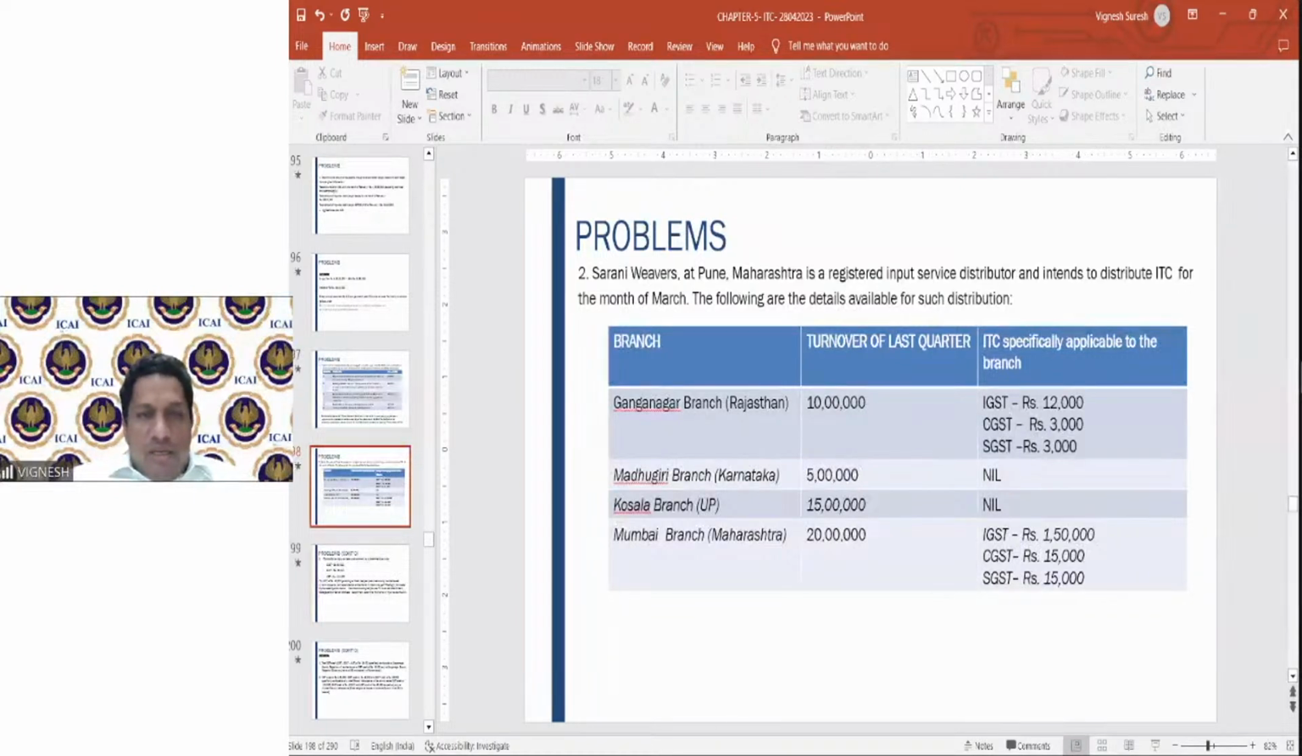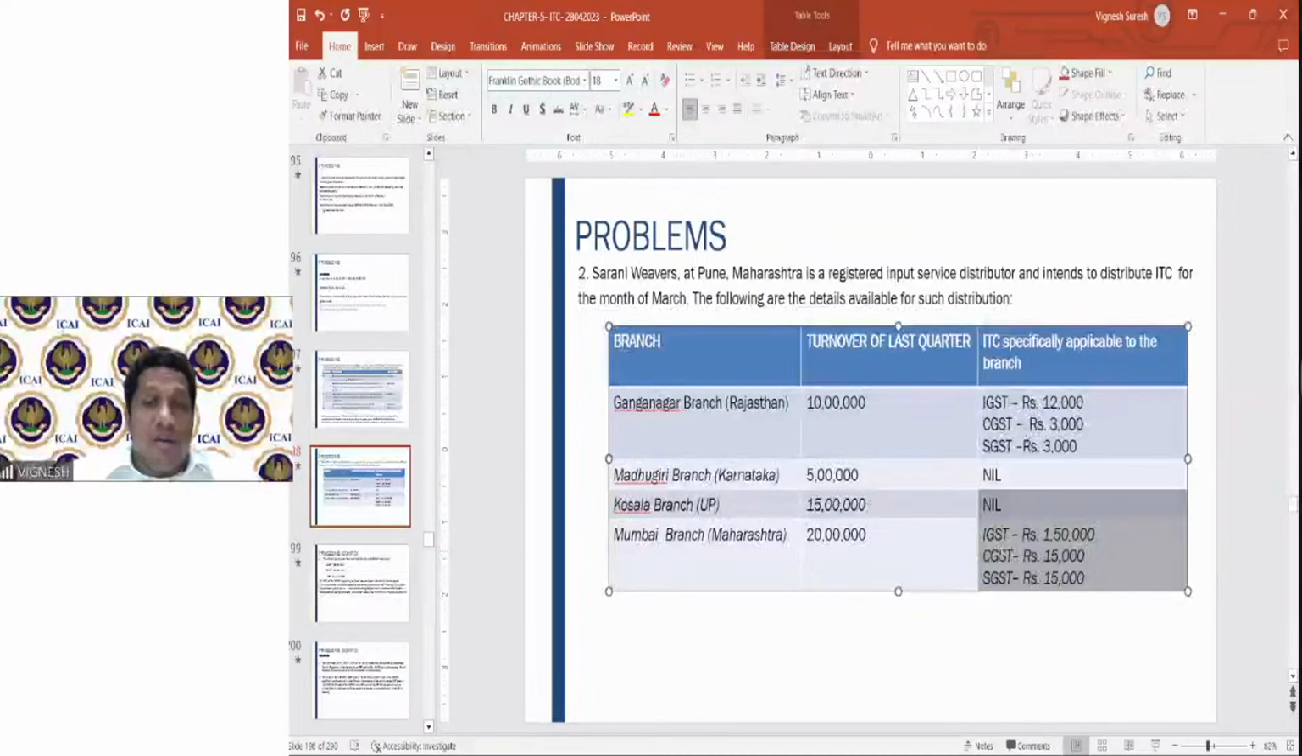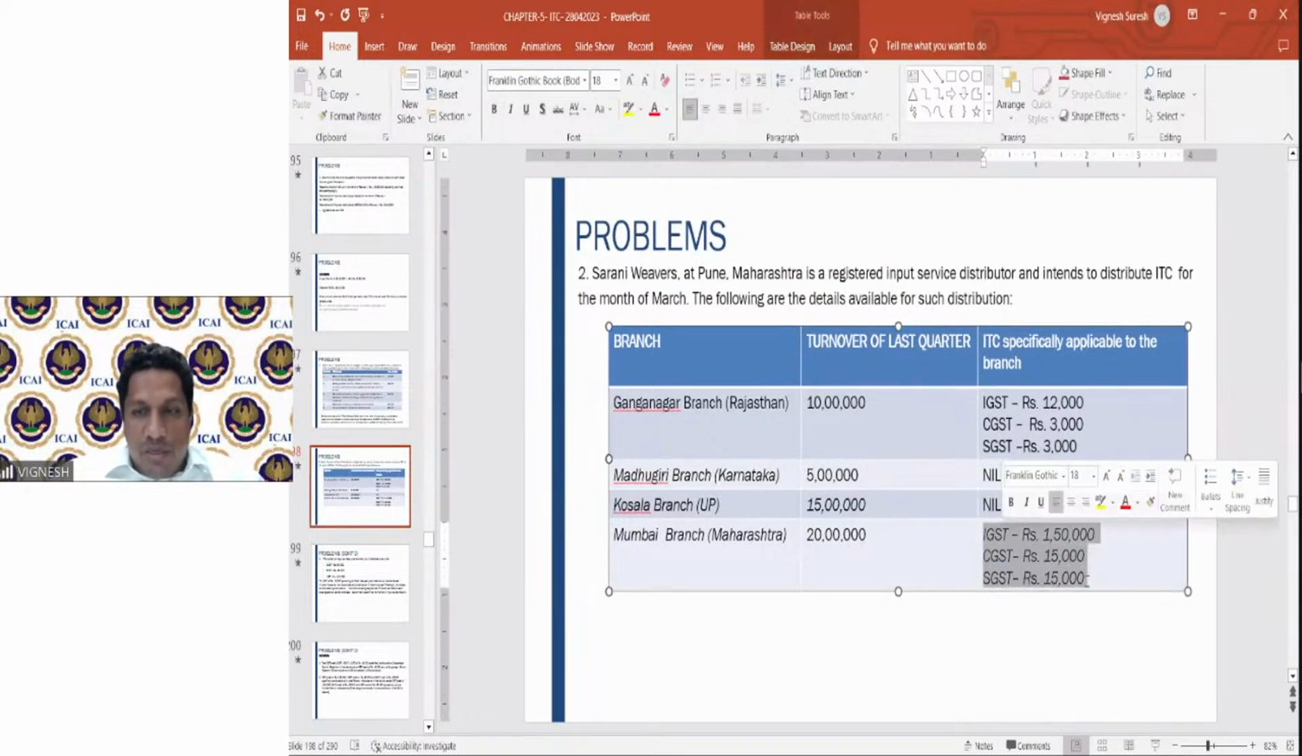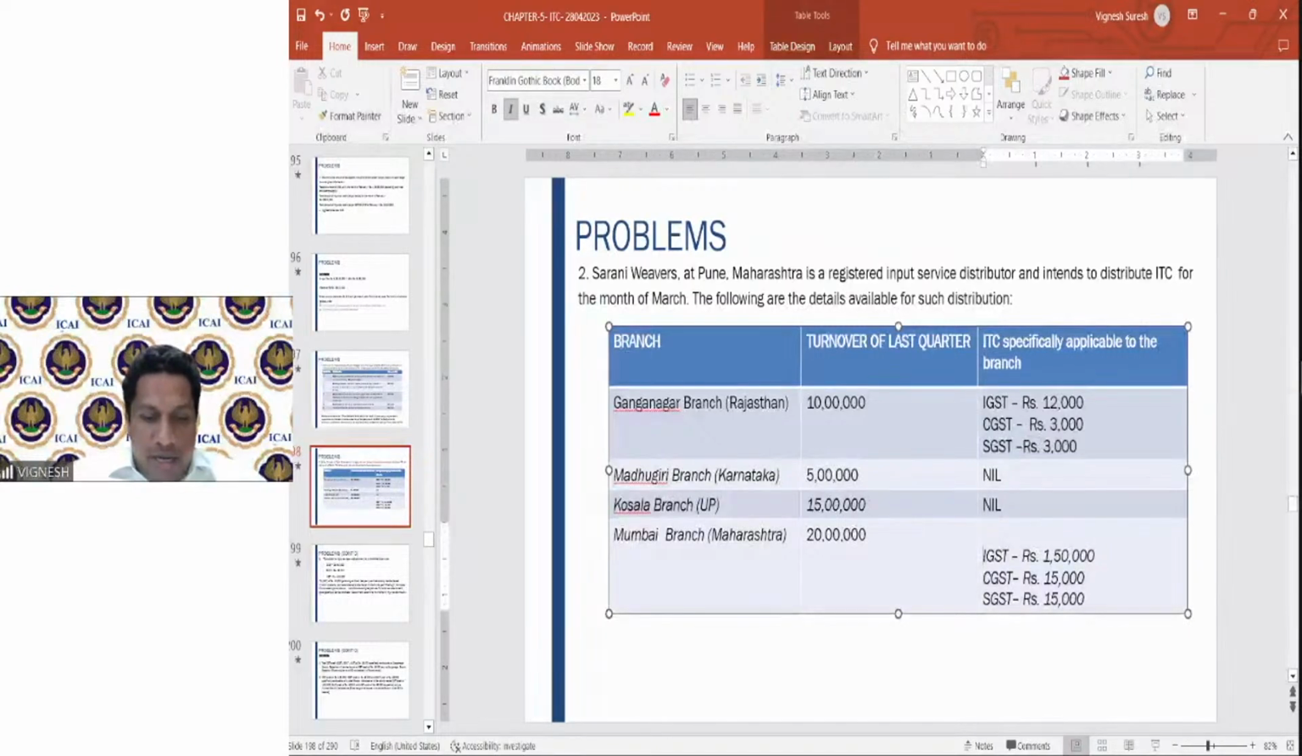Madhugiri branch, there is nothing to do. Then the Kosala branch also, nothing to do. Mumbai branch, Maharashtra. Here, ITC specifically attributable says IGST 1,50,000, CGST 15,000, SGST 15,000. Now this is located in the same state. Since it is located in the same state, he will distribute it as it is. So these particular three columns will be distributed as they are.